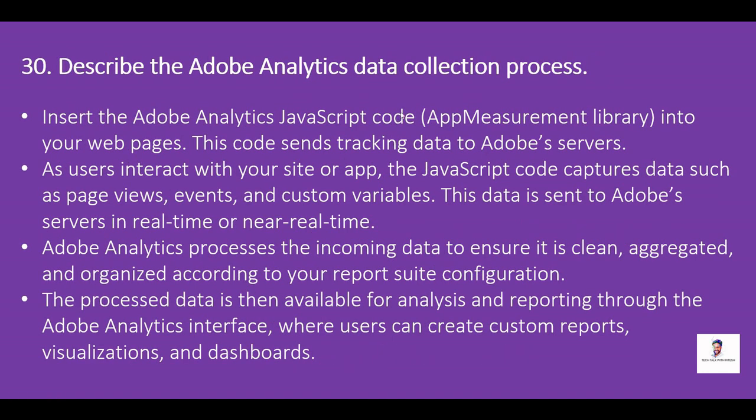Describe the Adobe Analytics data collection process, how it is collected. So insert the Adobe Analytics JavaScript code, app measurement library, into your web pages. This code sends tracking data to Adobe server. That is one thing. So we include that library to our HTML pages. As users interact with your site or app, the JavaScript code captures data such as page views, events, and custom variables. This data is sent to Adobe server in real time or near real time.